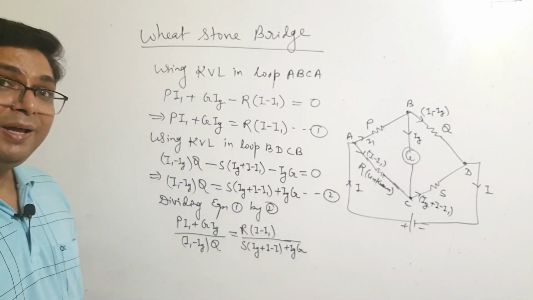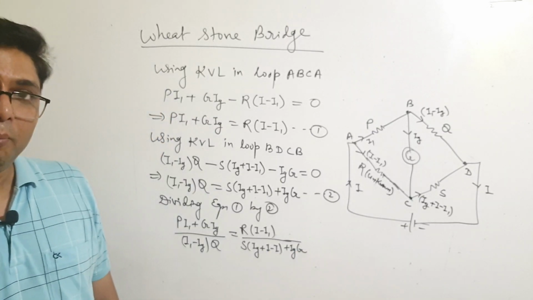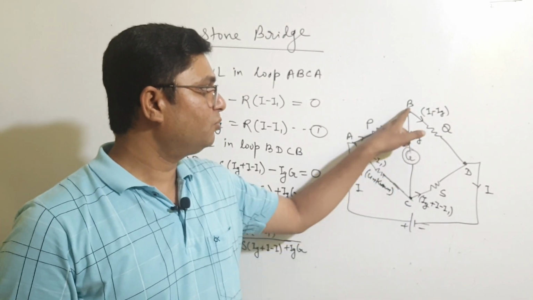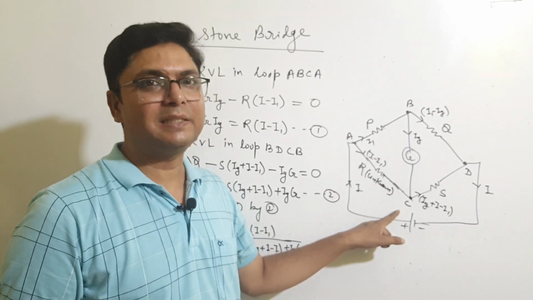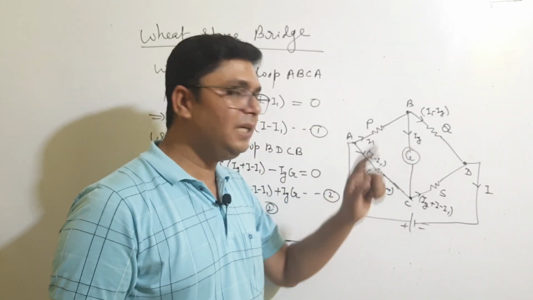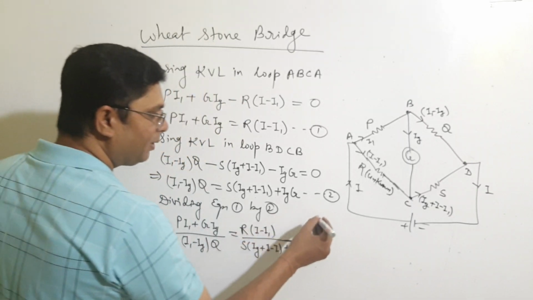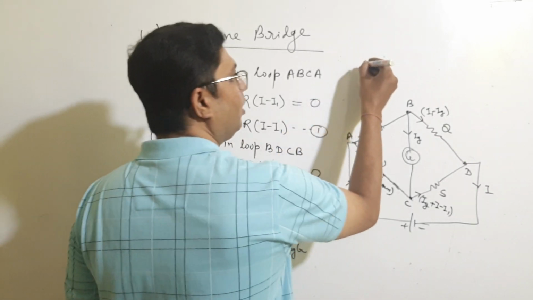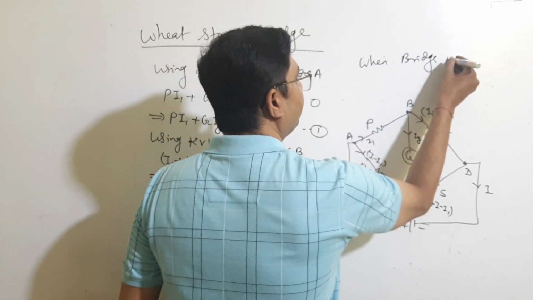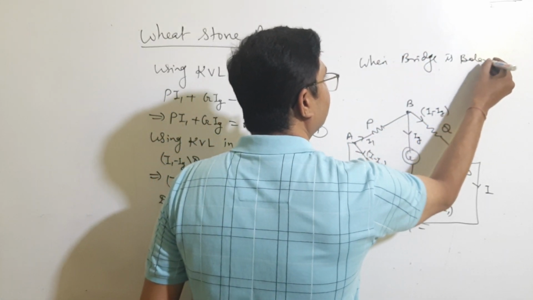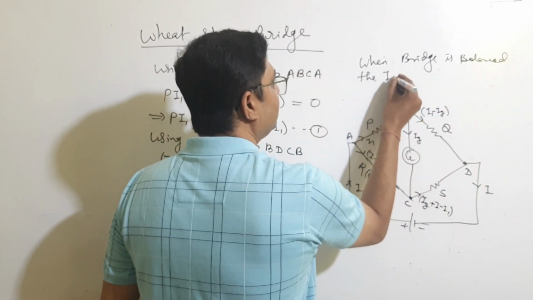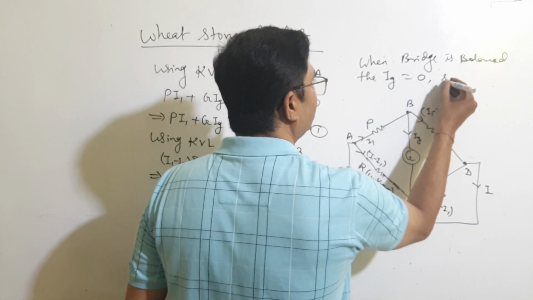Now when the bridge is balanced, it means that in the galvanometer no current will pass from B to C. It is said to be the balanced condition. When the bridge is balanced, then Ig is 0. So I am writing here: when the bridge is balanced, then Ig equals 0.